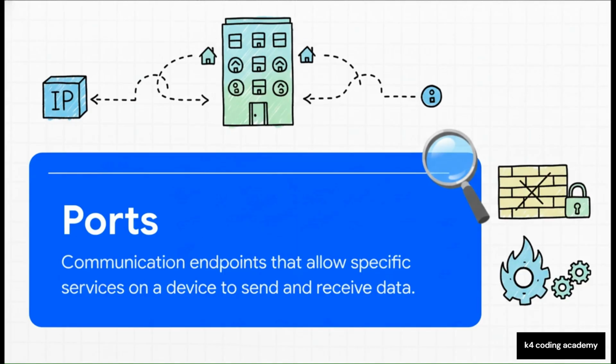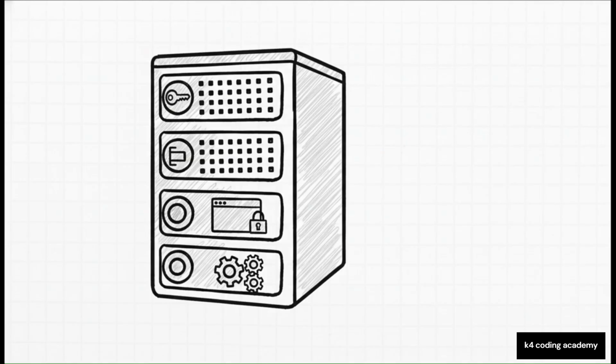If the IP address is the street address of an apartment building, the ports are all the different apartment numbers inside. They're crucial for everything from firewall rules to how your containers talk to each other. And look, as a DevOps pro, there are a few port numbers you just have to know, like tattooed on your brain. Port 22? That's your secure gateway, SSH.